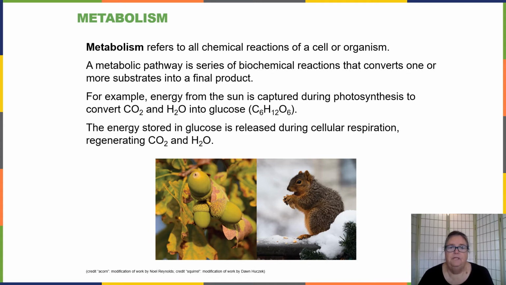So when energy from the sun is captured during photosynthesis, it uses carbon dioxide and water to produce that glucose, right? So we can call photosynthesis a metabolic pathway. The energy stored in that glucose is then released during cellular respiration. And in fact, photosynthesis and cellular respiration are opposite chemical reactions, right? So here we've got an acorn on an oak tree where the photosynthesis has occurred. That oak tree has stored the sugar and proteins in that acorn, and there we got a squirrel eating the acorn.